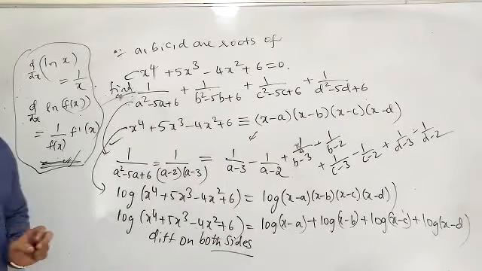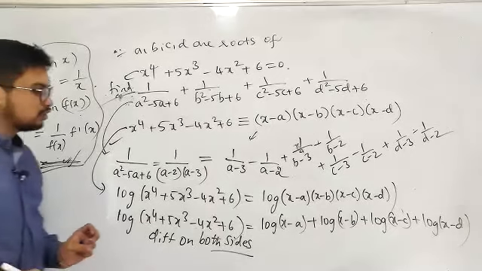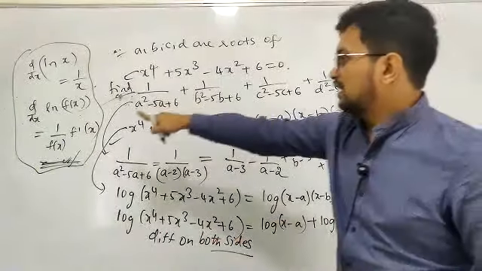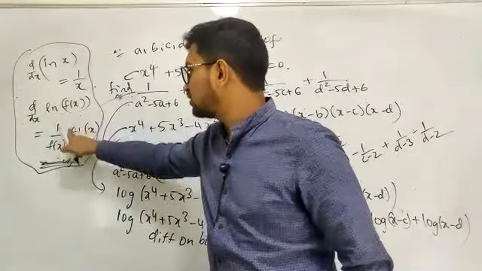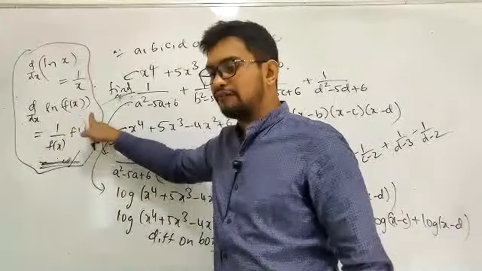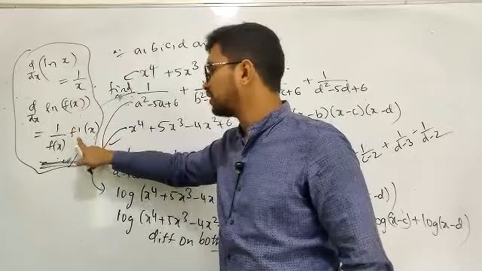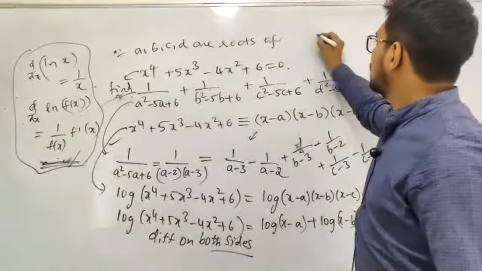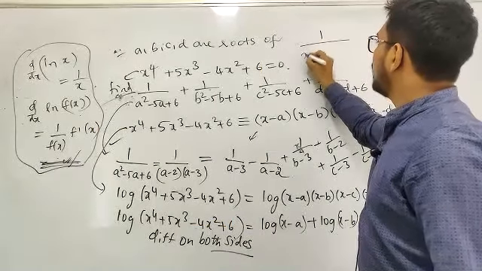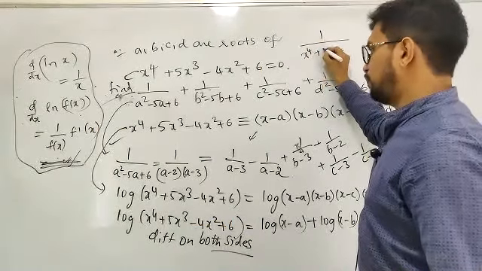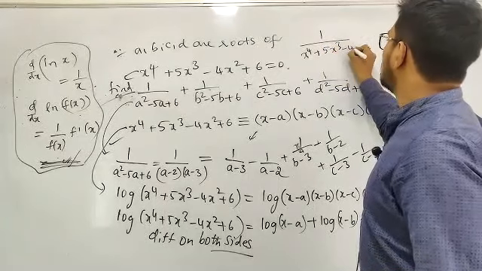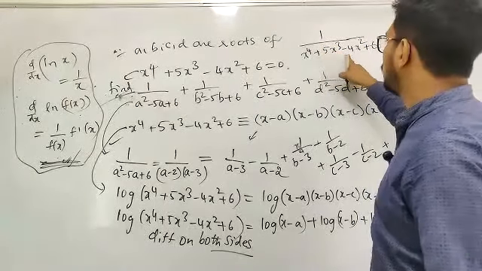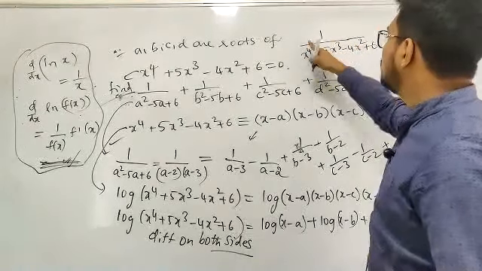My ideology regarding this problem is that I'll differentiate on both sides. If I differentiate on both sides, what do you get? d by dx of log of f of x is 1 by f of x into f dash of x. So the answer will be 1 by x power 4 plus 5x cube minus 4x square plus 6 into d by dx of this part.